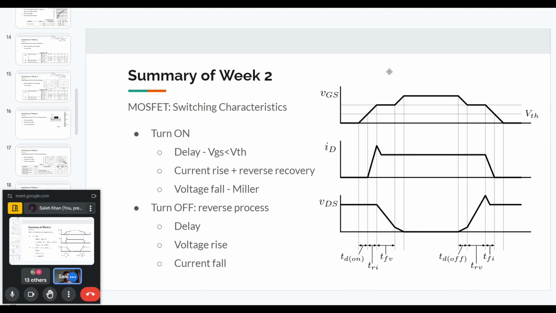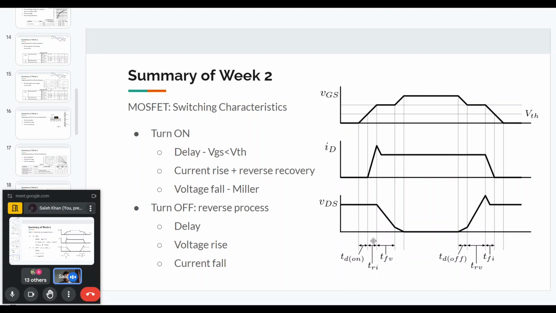And based on this process, we have different timings. First is a delay time from once the gate source voltage increases from zero and up till it reaches the threshold voltage. So that is the delay for the on process. And then we have the current rise time and the voltage fall time. And usually in the data sheet, this term is provided together. The tr plus tf will be provided as one time.